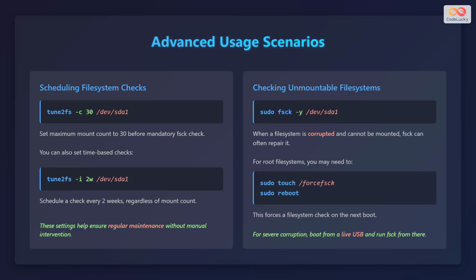When a file system is corrupted and cannot be mounted, fsck can often repair it using the command sudo fsck -y /dev/sda1. For root file systems, you may need to use the command sudo touch /forcefsck followed by sudo reboot. This forces a file system check on the next boot. For severe corruption, boot from a live USB and run fsck from there.